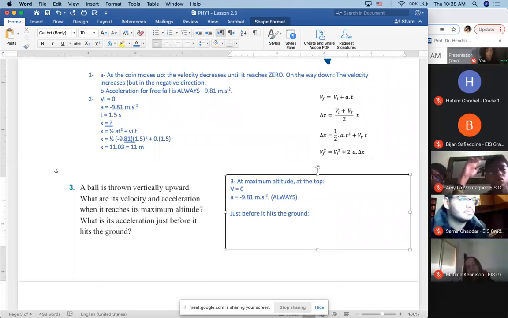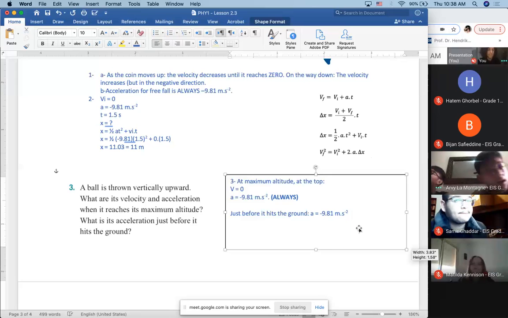I want you to guess. What is the acceleration just before it hits the ground? It goes up then down. As it's going down, it's gonna speed up. Just before hitting the ground, what's the acceleration? Is it 9.81? Yes, you see this always, it means it's not gonna change ever, no matter what happens. So acceleration is negative 9.81 meter per second squared, no matter what.